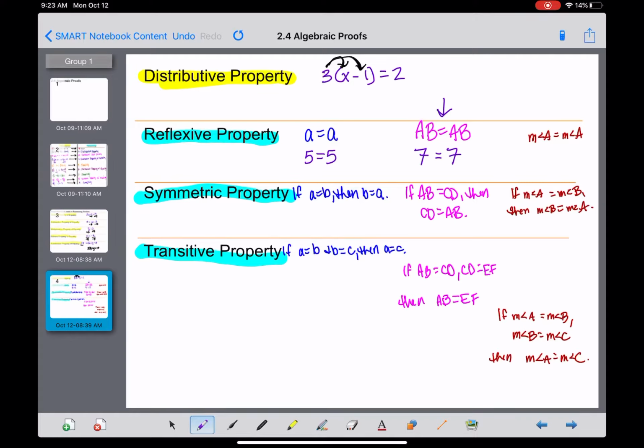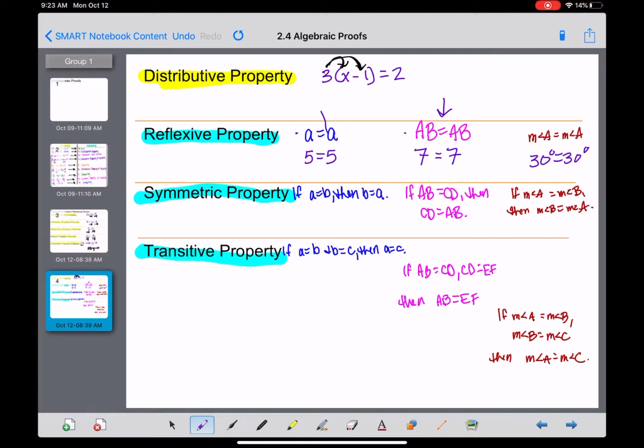And then the same with angles. The measure of angle A is equal to itself. So if the measure of angle A is 30 degrees, well, 30 degrees is equal to 30 degrees. An angle is equal to itself. A segment is equal to itself. A number is equal to itself.